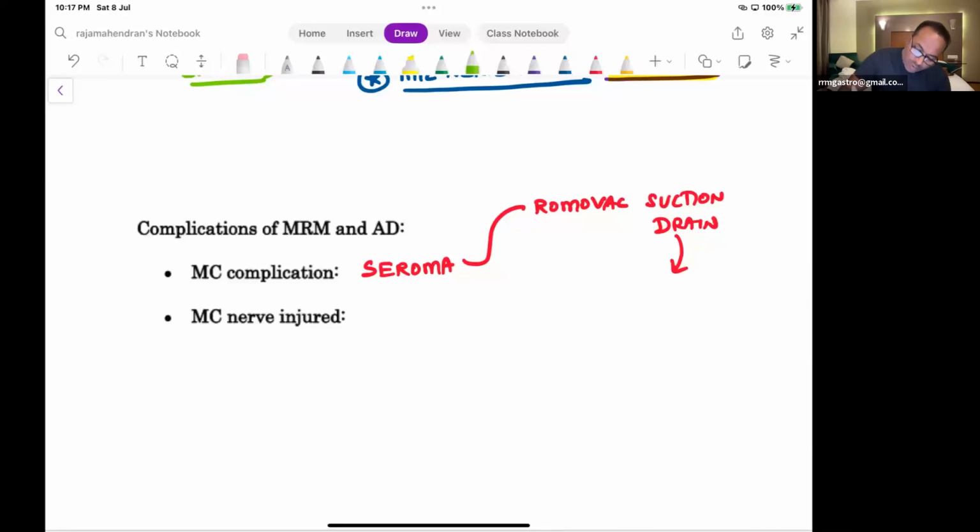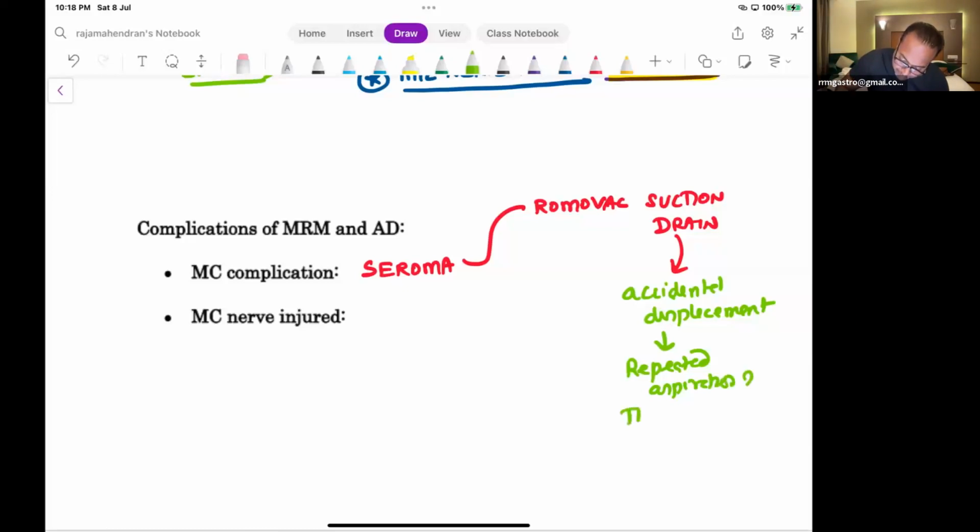So when the Romovac falls out, if there is accidental displacement, the only way is to keep aspirating the patient repeatedly. Repeated aspiration and tight strapping. This question is asked in exams. And tight strapping of the chest wall. So please remember, repeated aspiration and tight strapping of the chest wall should be done for such cases.